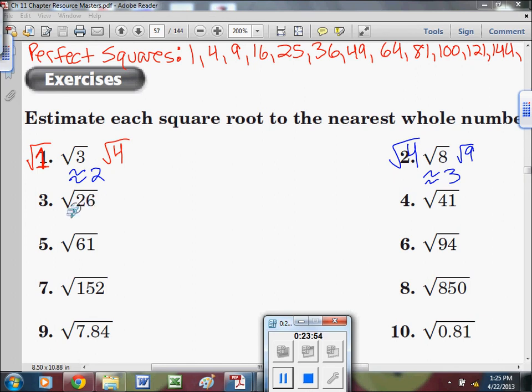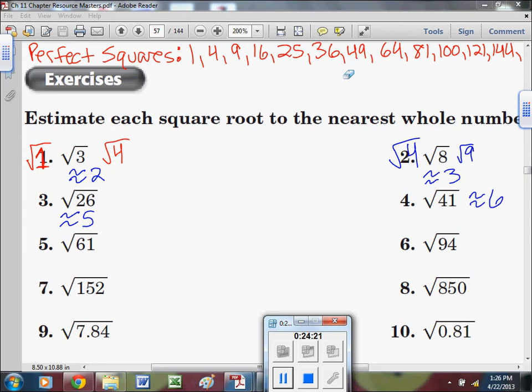Okay, square root of 26. You could tell that's right past square root of 25 is 5. It's right past that. It's really far away from 36. So you already know that's going to be really close to 5. So if you're rounding to the nearest whole number, that's approximately 5. Square root of 41. Now, that's 5 more than 36. That's 8 less than 49. So that's closer to 36 than it is 49. So it's going to be approximately 6.